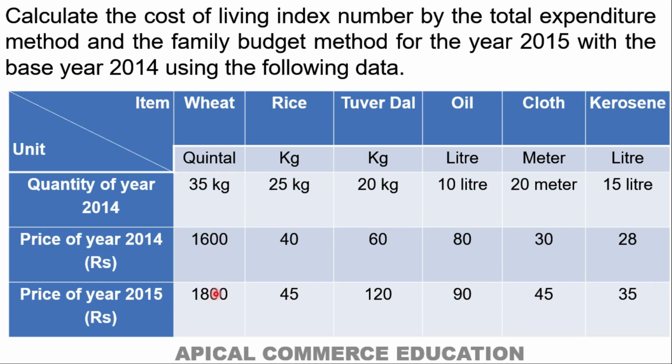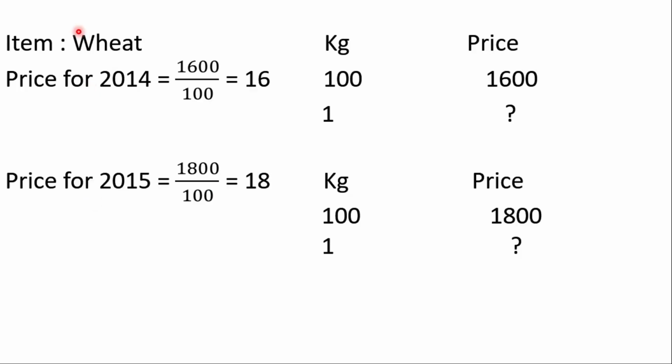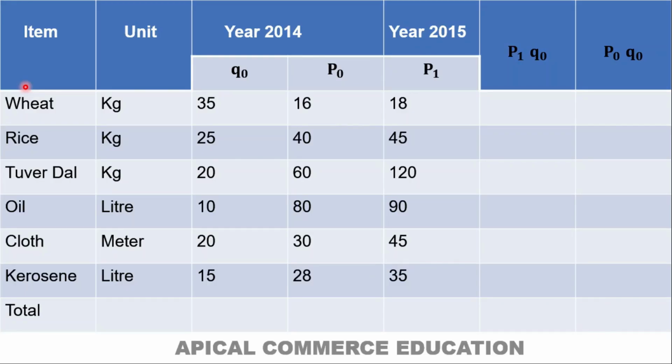We have already discussed in detail the conversion part in previous sessions. So if I convert for wheat, the price for the year 2014, they have given the price for 1 quintal, that is 100 kg, as 1600. So 1 kg is equal to 1600 upon 100, which will give me 16. So the price of wheat will be 16. The price for the year 2015, they have given as 1800 for 1 quintal, that is 100 kgs. So for 1 kg, the price of wheat in the year 2015 is equal to 1800 upon 100, which is equal to 18.